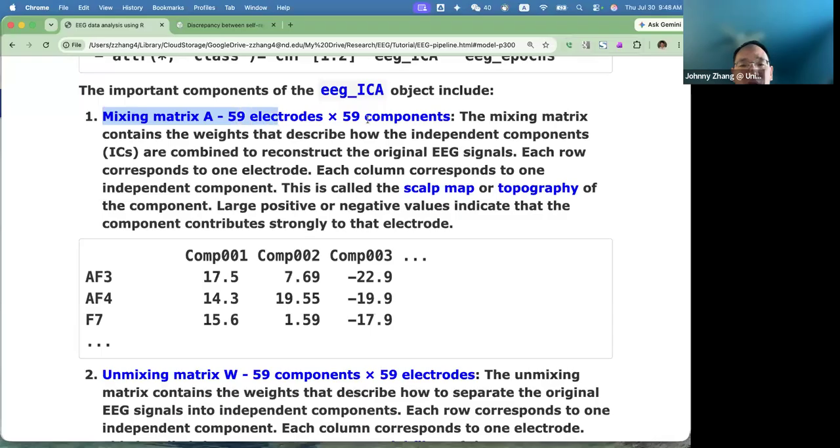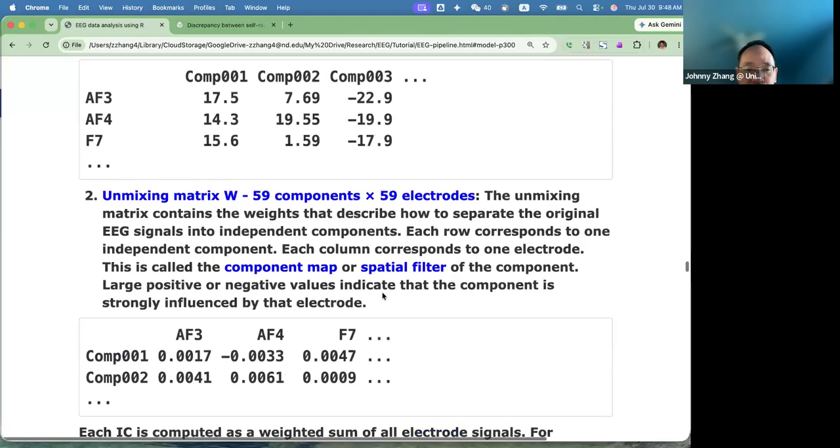So the mixing matrix I talked about earlier, using a three example. This is also called a scalp map or topography of the components. This can be used to identify whether a component is an artifact or not. I will show you an example later.